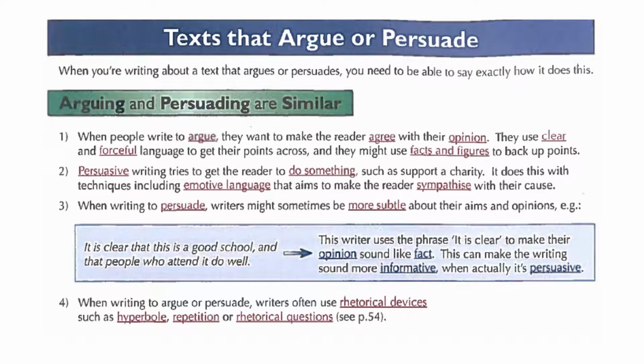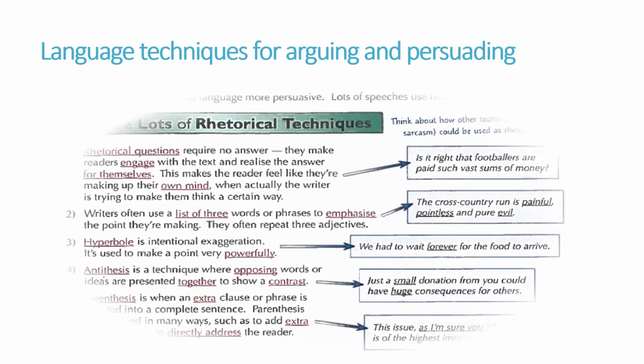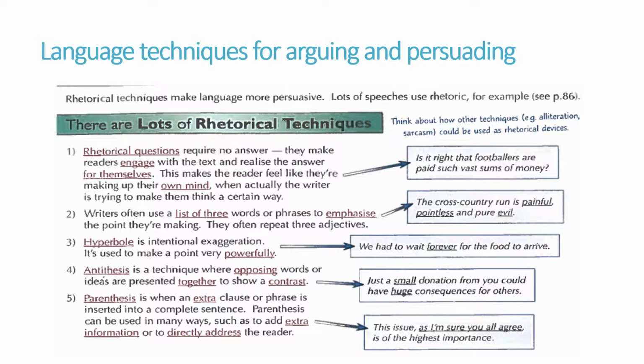There are many rhetorical devices that you can use when writing to argue and persuade, and we'll come on to those later in the presentation. Just briefly, persuasive and argumentative language are known as rhetorical techniques. For example, these may be rhetorical questions, lists of three, hyperbole or exaggeration, antithesis or contrast, and parenthesis. And really here, the parenthesis is about using direct address to communicate directly to your reader.